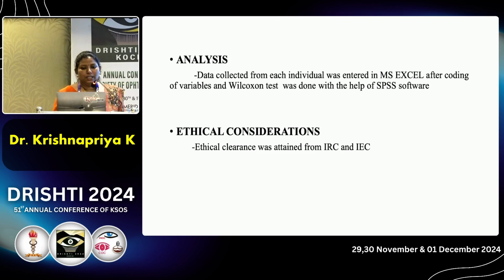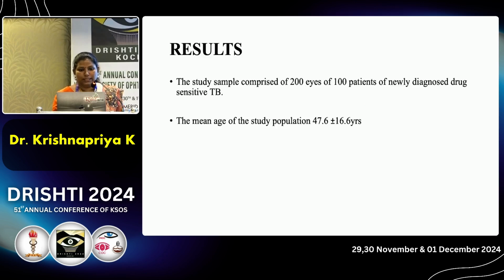The data collected from each individual was entered in MS Excel after coding of variables, and the Wilcoxon test was done with the help of SPSS software. Ethical clearance was obtained from IRC and IEC. So coming to the results, the study sample comprised 200 eyes of 100 patients of newly diagnosed drug-sensitive TB. The mean age of the study population was 47.6 plus or minus 16.6 years.